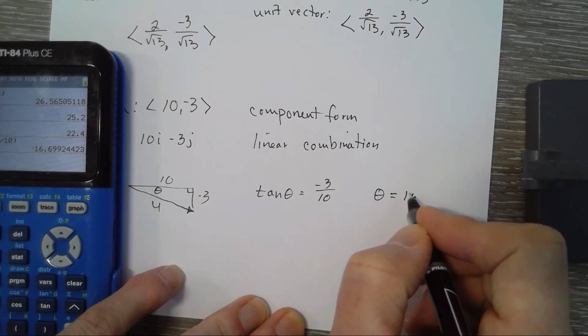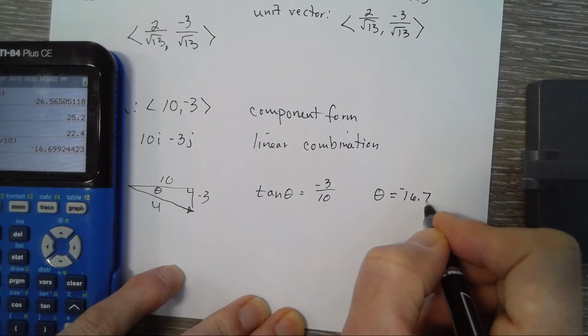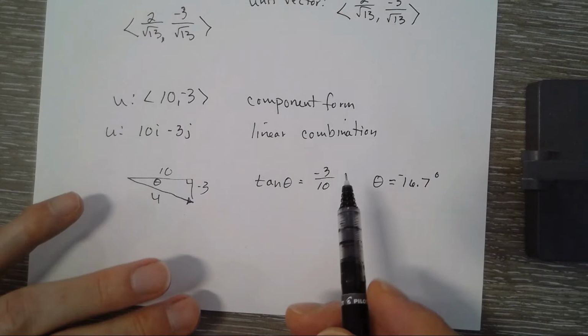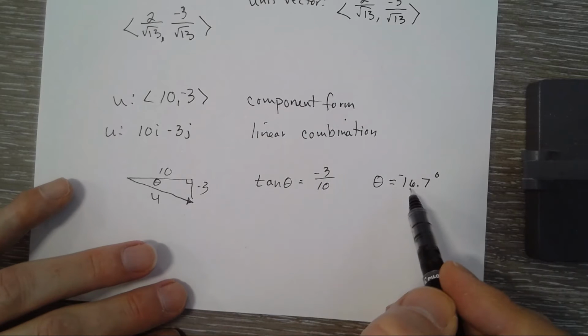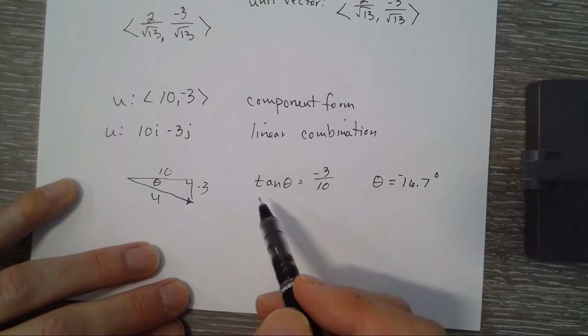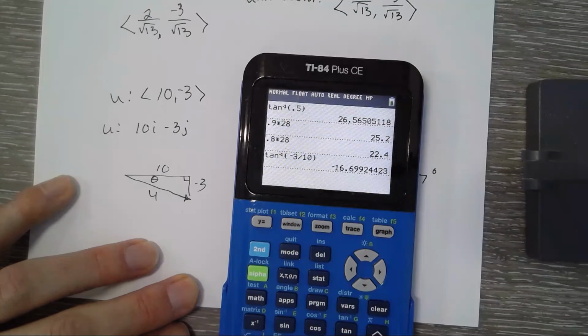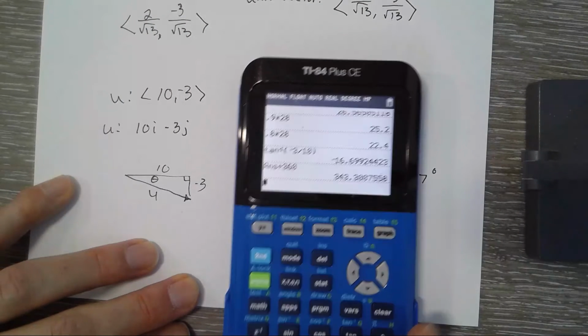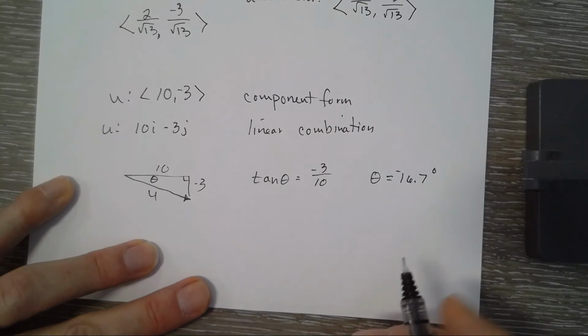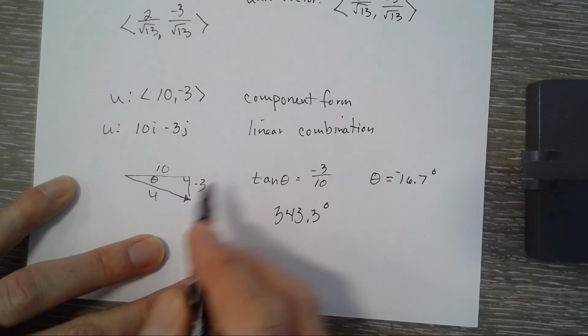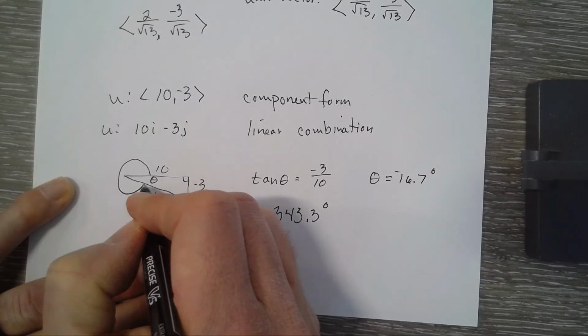So then the inverse tangent of negative 3 divided by 10 gives us negative 16.7 degrees. So depending on how it's written, I would probably say not negative. Generally the direction would be from 0 to 360, so we do 343.3 degrees. 343.3 degrees would be the direction of that vector right there.